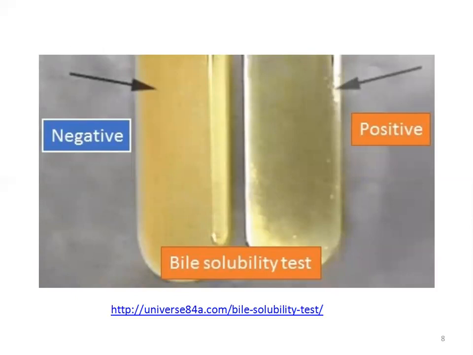This is how the results can be seen. The clearing of the turbidity, here you can see, shows the positive result. That is, there is the presence of Streptococcus pneumoniae. No clearing of the turbidity means the organism is probably not Streptococcus pneumoniae.